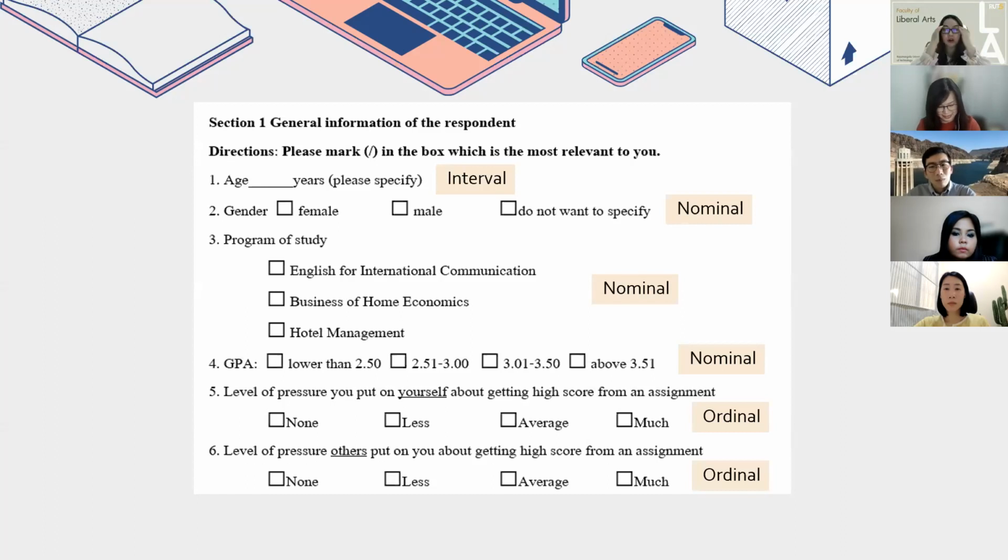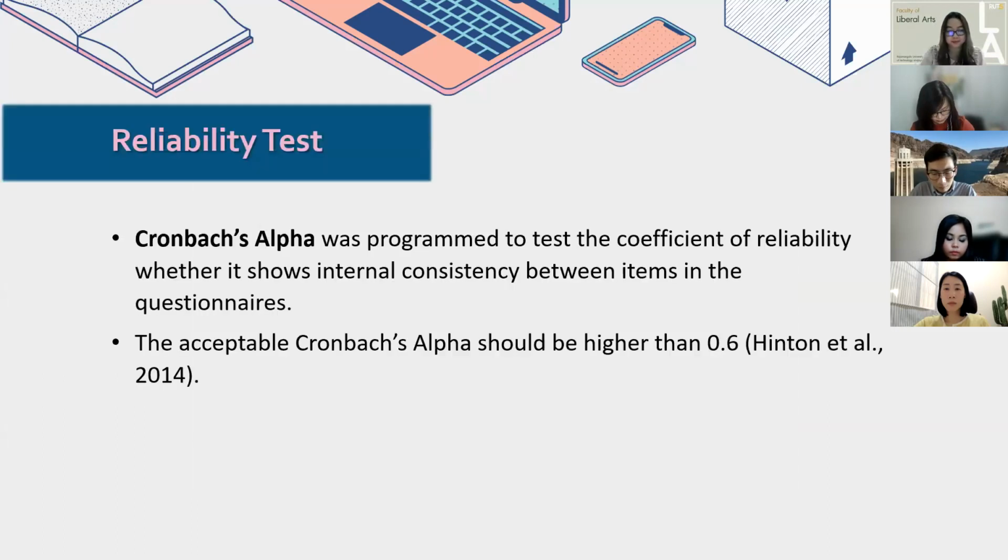So the importance of variables is that when you use SPSS to analyze your data, you have to classify these variables as well, because some analyses need specific variables. It is a condition for some analyses. Okay, next.